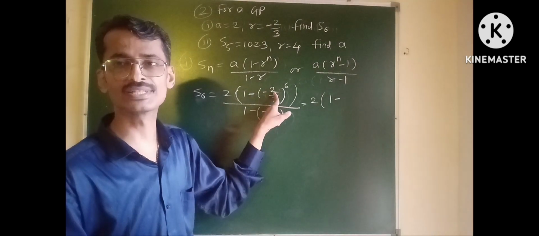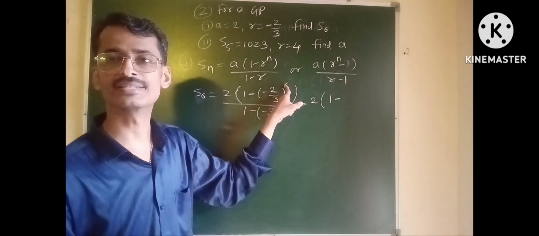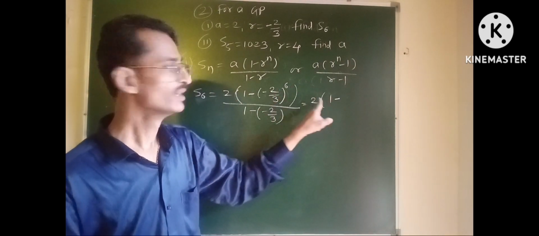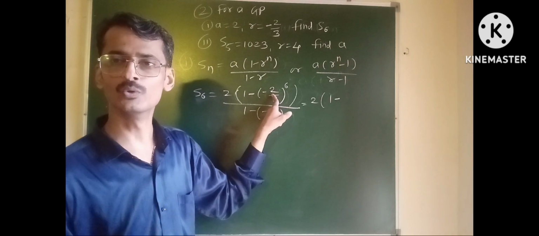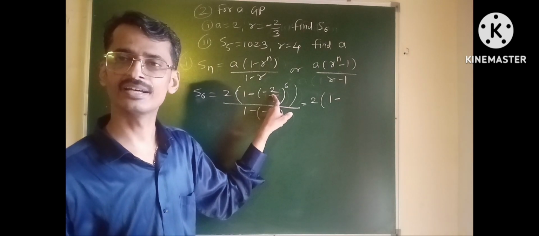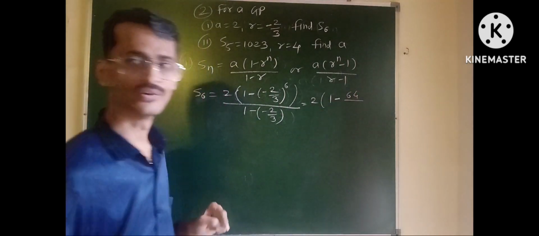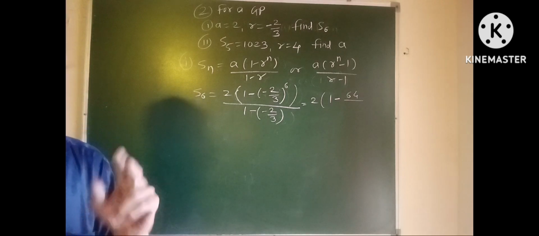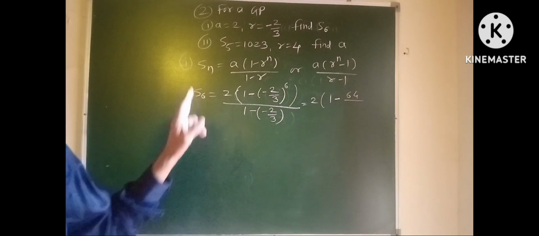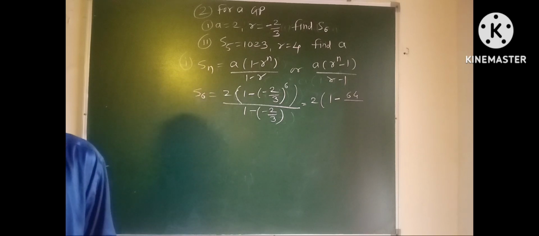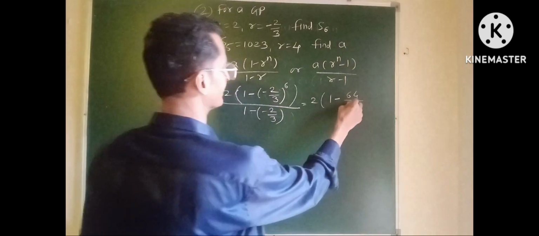Now 2 raised to 6, find out and write here. 3 raised to 6, find out and write here. What is 2 raised to 6? 2 into 2, 4, 4 into 2, 8, 8 into 8, 64. So check this. Upon 3 raised to 6, find out. 3 into 3, 9. Then 9 into 9, 81. 81 into 9, that is what? 729.